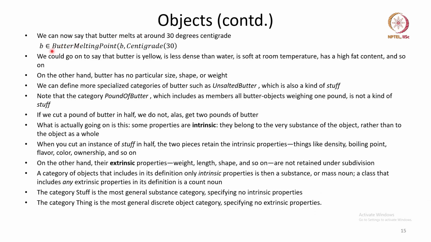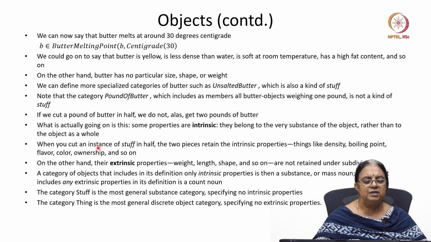So you say B, this gives the melting point of B, if B belongs to butter. And there should have been an "and" here. And you can give some properties. Butter is yellow, is less dense than water, is soft at room temperature, etc.